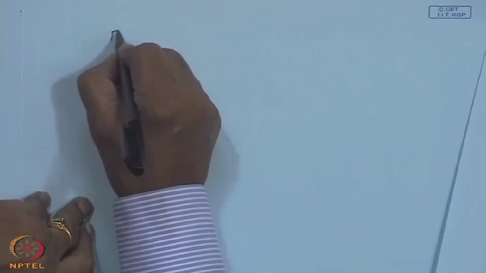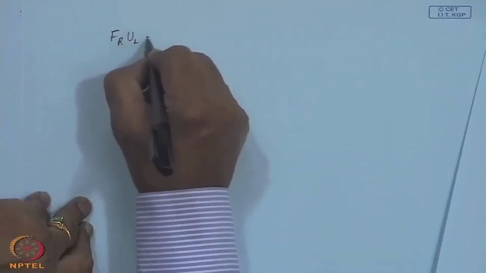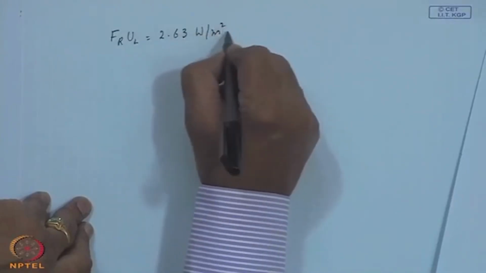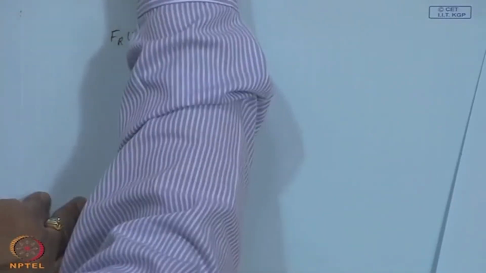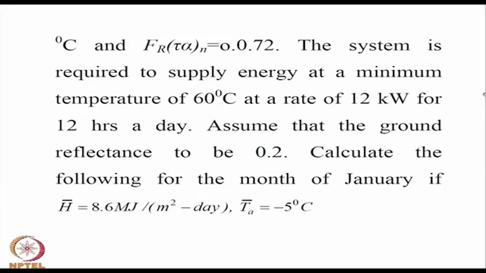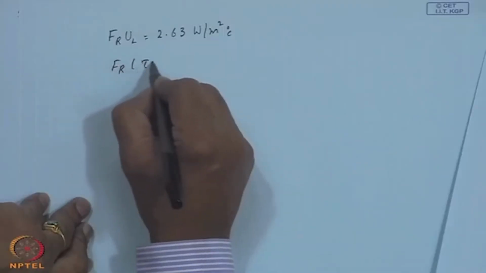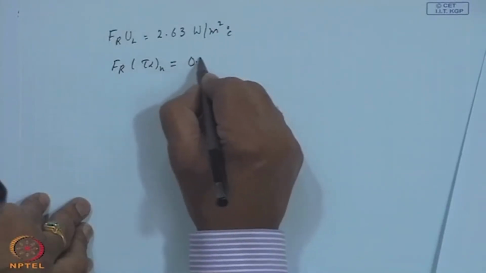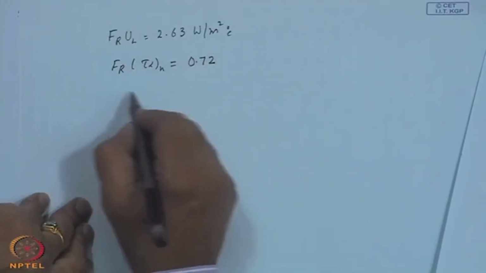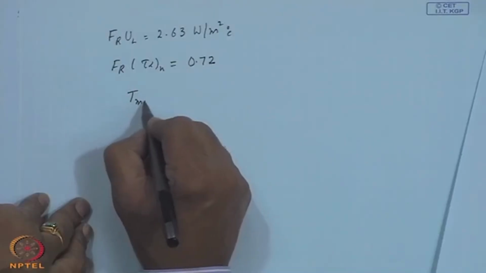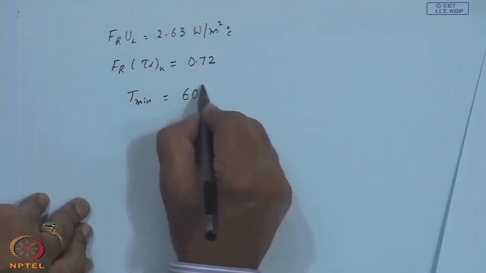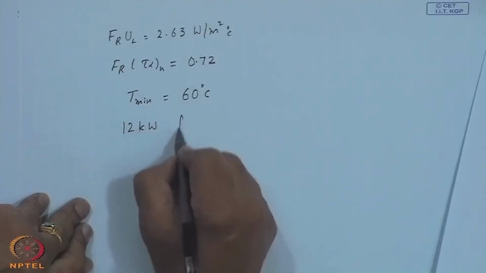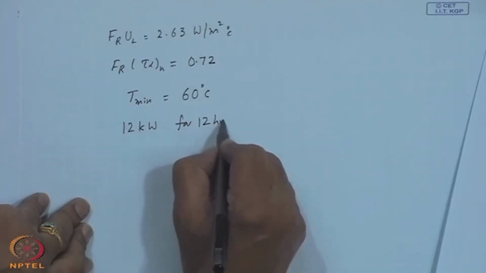FRUL is 2.63 watts per meter square degree C, and FR tau alpha normal, this we have done, but this is for the sake of your continuity, 0.72, and it is supposed to T minimum is 60 degrees C and 12 kilowatt for 12 hours a day.